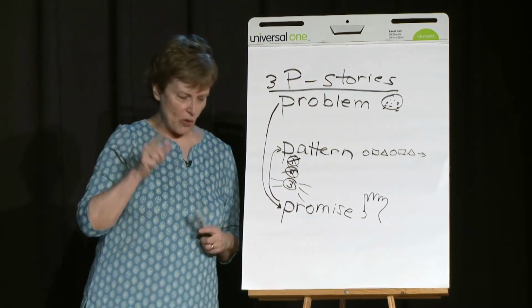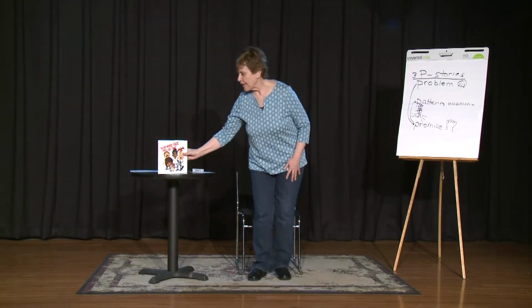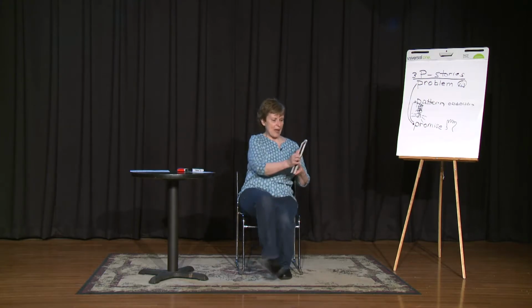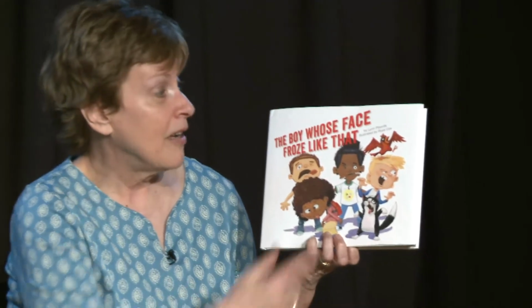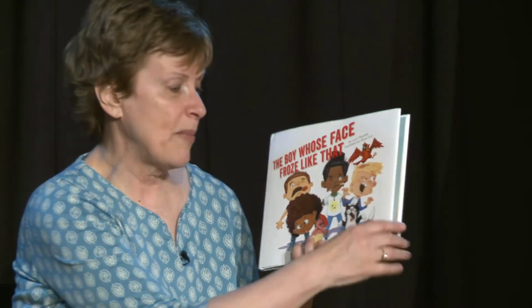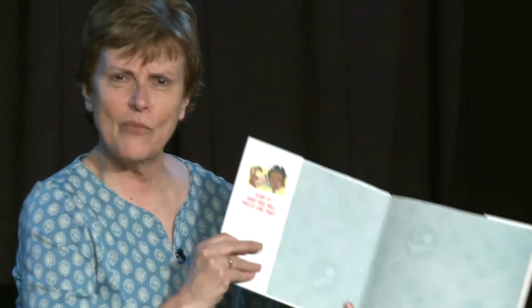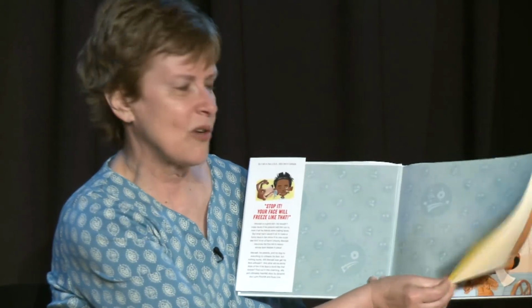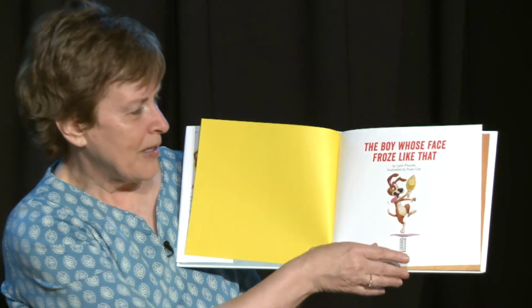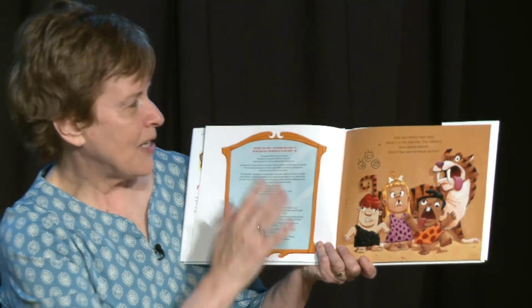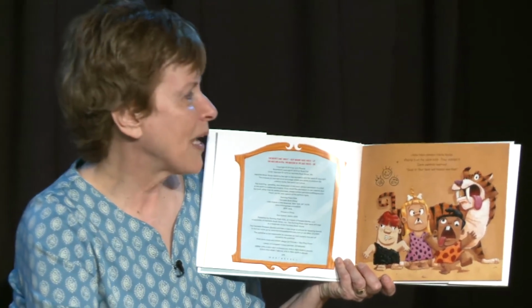All right, I want to share with you a book. The story that I'm going to share with you is my book, The Boy Whose Face Froze Like That. You might already have an idea of what the problem is in this story. My name is on there, Lynn Plourde, I'm the author. And Russ Cox, who lives in Pittsfield, Maine, is the illustrator. It's always fun when I get to work with an illustrator who's from Maine, too. The inside title page, dedication and copyright page, and here we go.